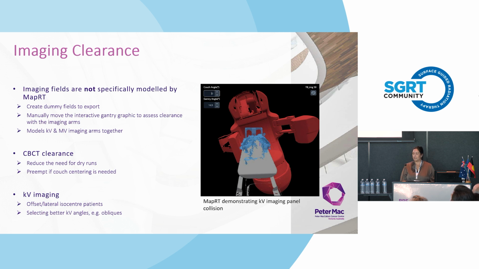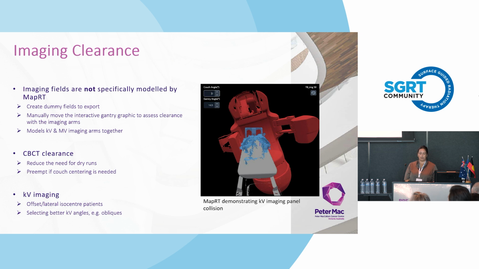So checking imaging clearance is another really great way to use MapRT. So although imaging fields are not modelled specifically by the MapRT program, you're still able to manually move the gantry to the imaging positions to see if any collisions might arise, and you can alternatively still create dummy fields to export and explore. So in particular, we've been able to use MapRT to assess cone beam clearance to help determine whether the couch needs to be centred to reduce the need for dry runs on fraction 1.